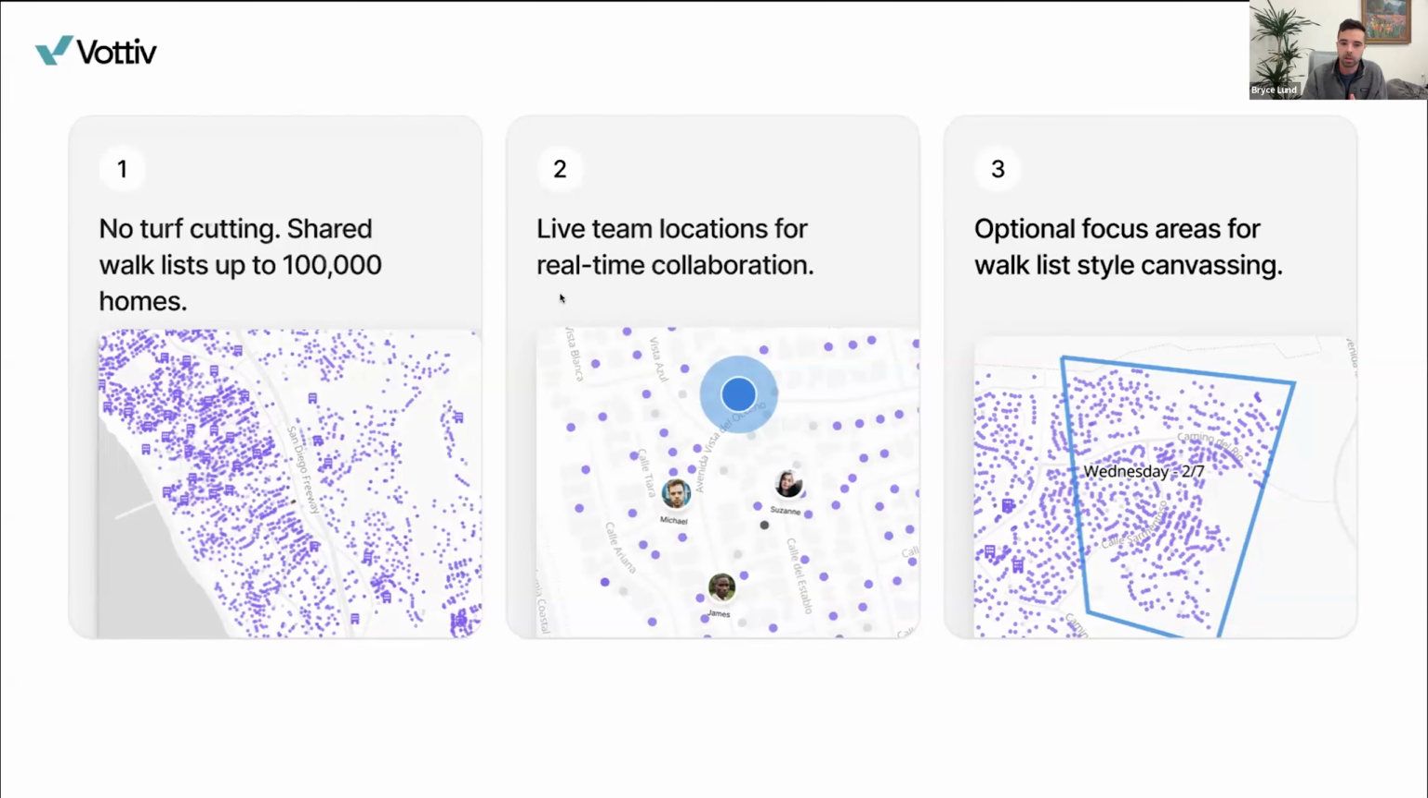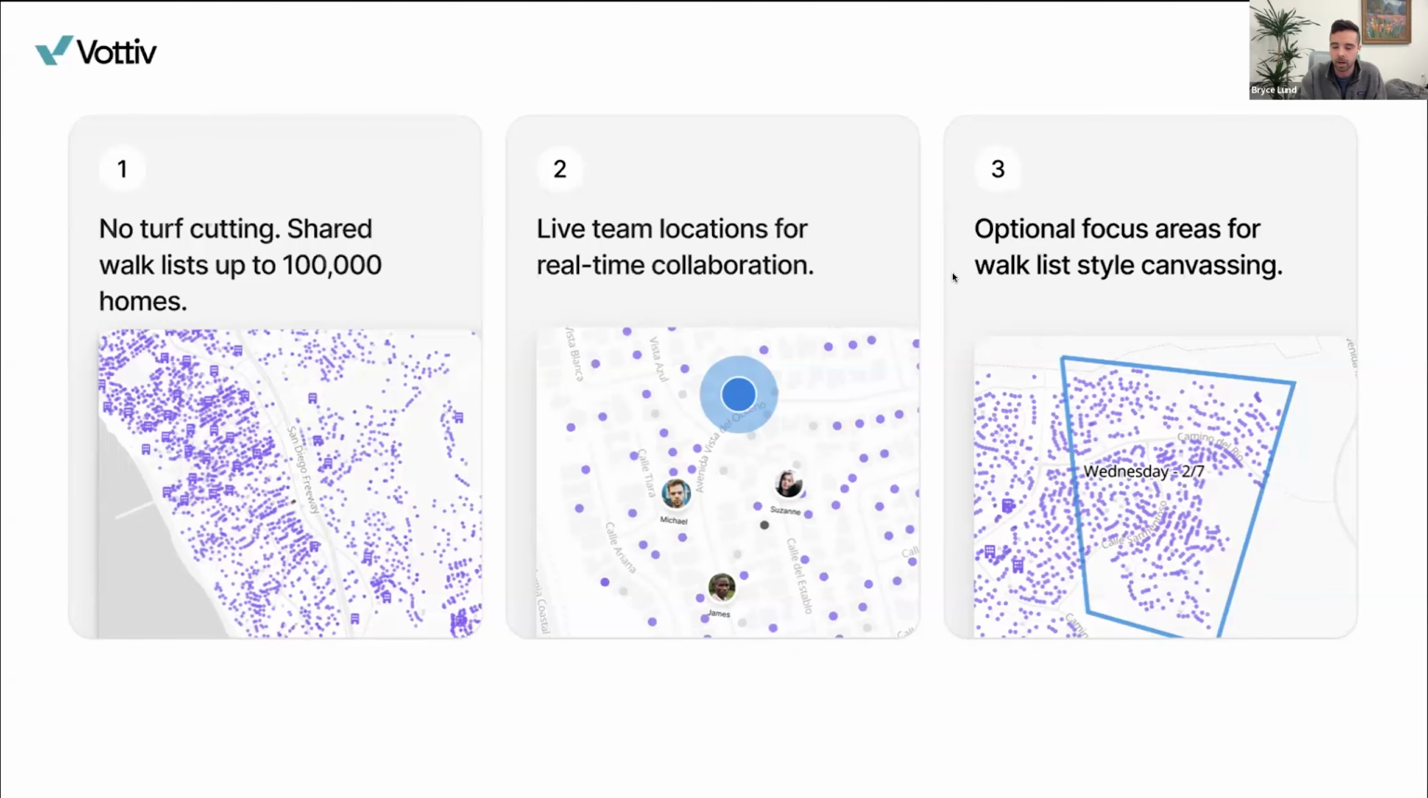You can create a walk list up to 100,000 homes and send that out really quickly to all your canvassers. And the way that we make that work is we have a live integration across all devices, so you can see where your team members are in real time. And as people mark off homes and complete them, those will all appear in real time on everyone's devices.